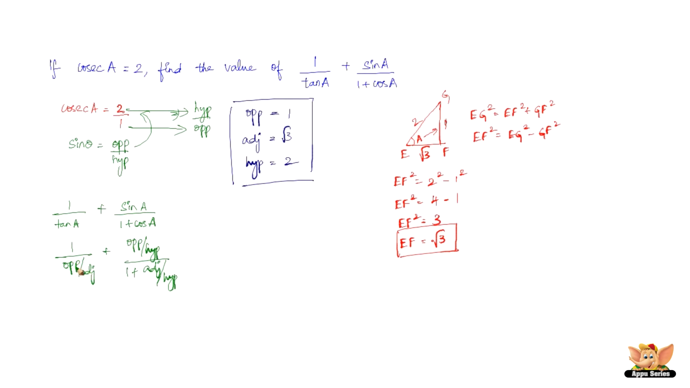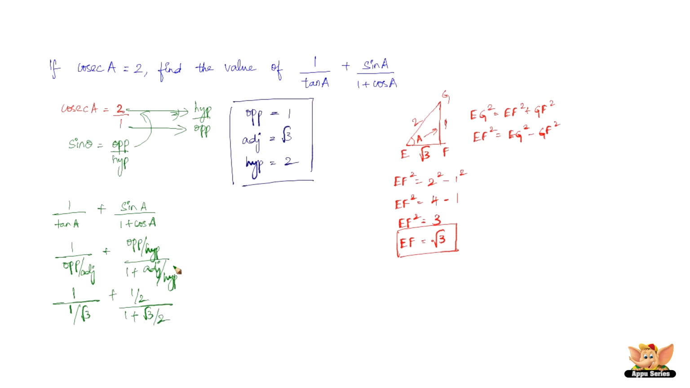So let's write this as adjacent by hypotenuse. Or let's first substitute the values of opposite and adjacent. So we've got opposite as 1 and adjacent is root 3. So it's 1 by 1 by root 3 plus opposite by hypotenuse here. So opposite is 1 and hypotenuse is 2. So 1 by 2 by 1 plus adjacent is root 3. So 1 plus root 3 by 2.